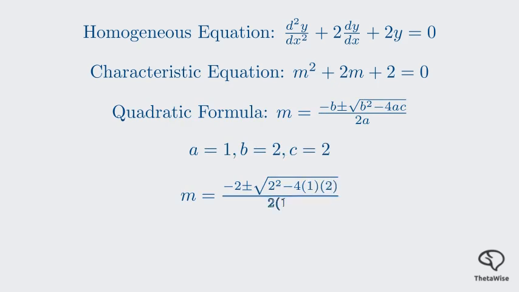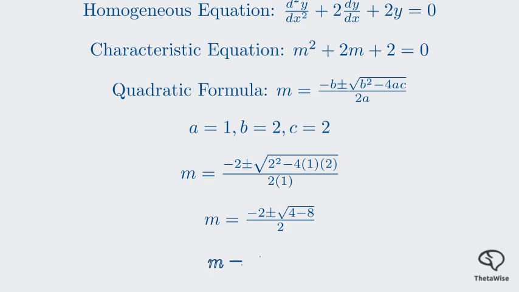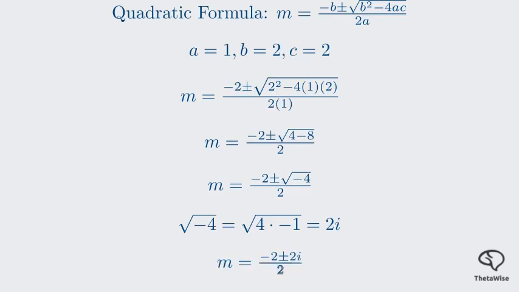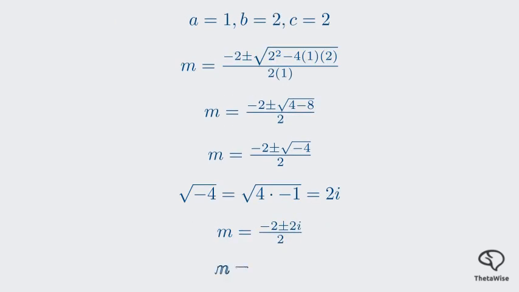Let's plug these values into the formula. This simplifies to m equals negative 2 plus or minus the square root of negative 4, all over 2. The key here is the square root of a negative number. The square root of negative 4 is 2i, where i is the imaginary unit. Substituting this, we have m equals negative 2 plus or minus 2i divided by 2. Dividing both terms by 2, we get our roots. m equals negative 1 plus or minus i.